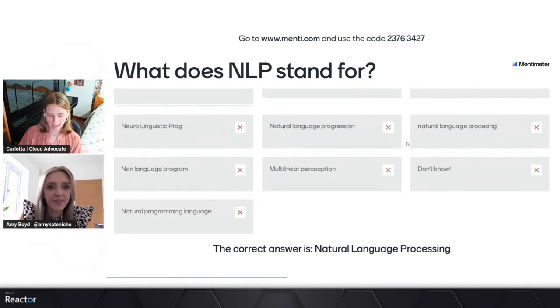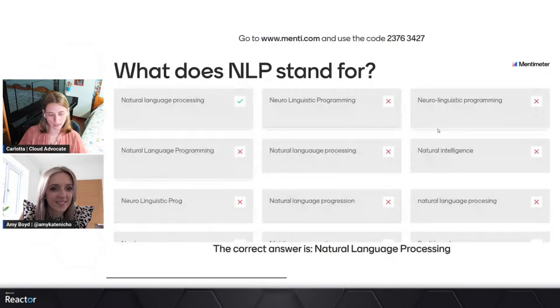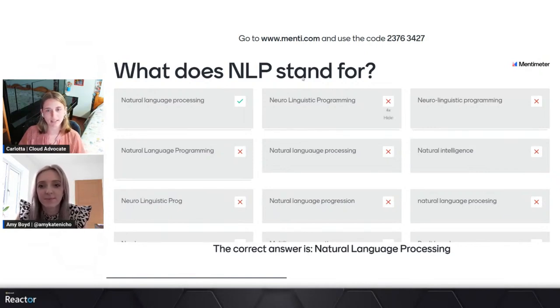And again, we had lots of guessing, lots of correct answers, but also answers which are quite similar to the right one, like natural language programming. Just to give you an idea of not just what it stands for, but also what it is: natural language processing is a subfield of linguistics, computer science, and artificial intelligence. It is concerned with the interaction between computers and human language. So how computers can understand and process human language.